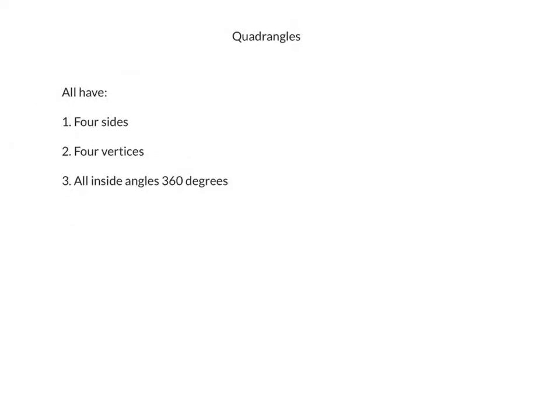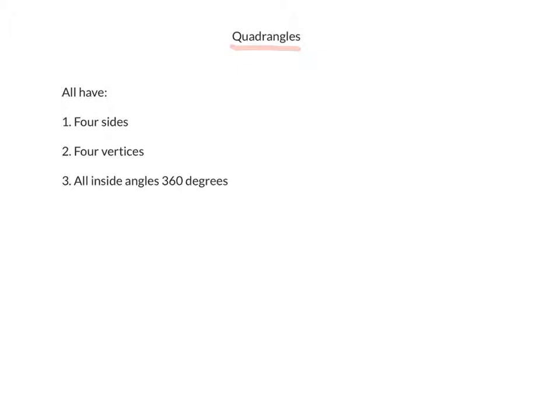Today we're going to continue our work with polygons, shapes with many sides. But today we're going to look at a specific type of polygon, and that is our quadrangles. Now, quadrangles fall into a specific category because there are many different types of quadrangles. In a pentagon and a hexagon, we either have a regular or an irregular pentagon or hexagon. But in quadrangles, we have many different types.